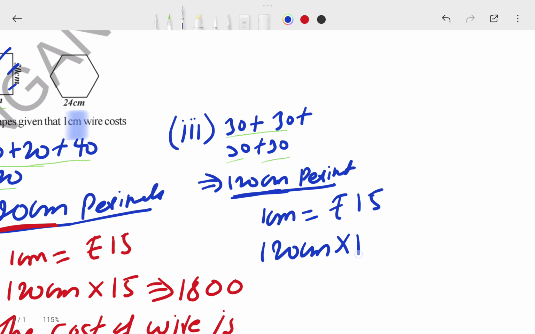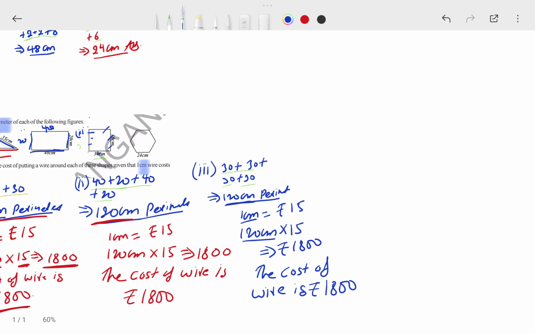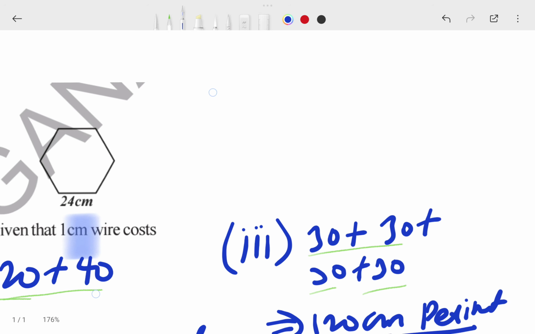So we multiply by 15, since 1 centimeter of wire costs 15 and our boundary is 120 centimeter. If you multiply, what will the price be? 1800. Now we have to write the cost. The cost of wire is rupees 1800. Is it clear? Right, so let's do the next question.